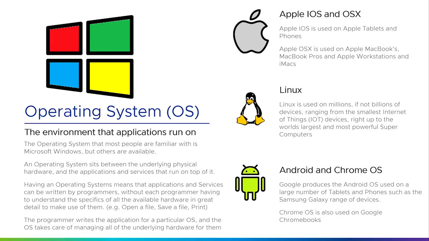There's another variant of Linux called Android and Chrome OS. Although it is technically based on Linux, it's so popular and so widespread that we're giving it its own little section. Android and Chrome OS is an operating system produced by Google, and it's used on a large number of tablets, phones, things like the Samsung Galaxy range of devices, and Chrome OS is used on things like Google Chromebooks.